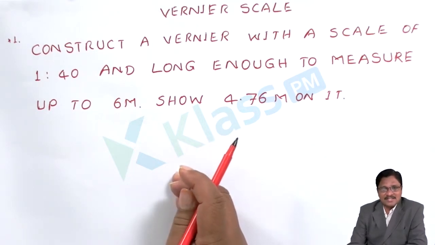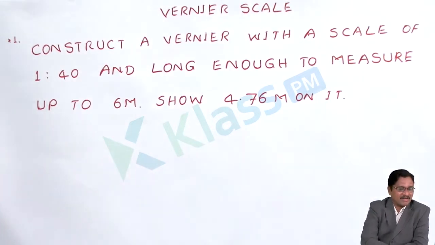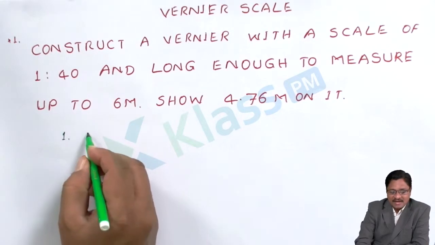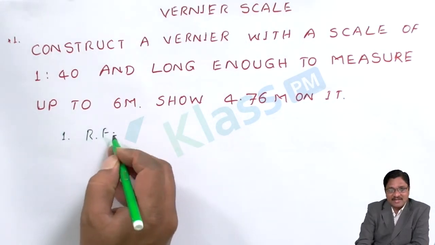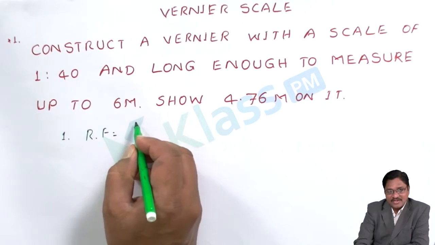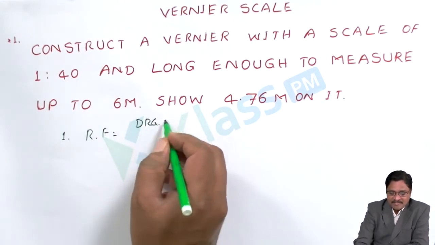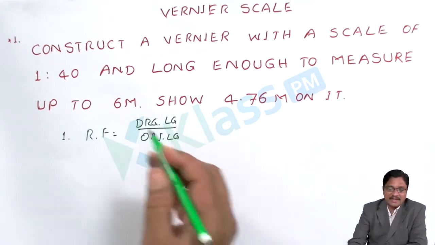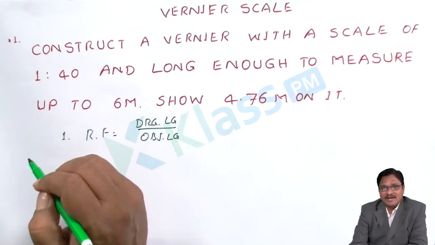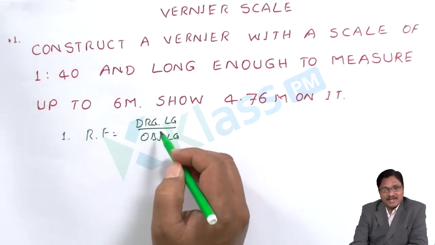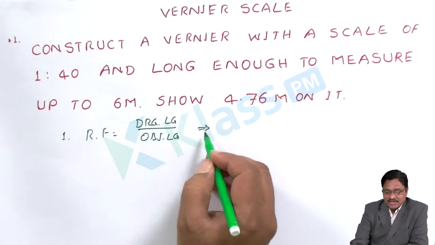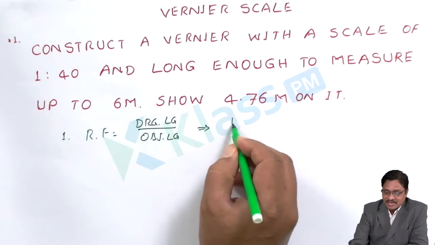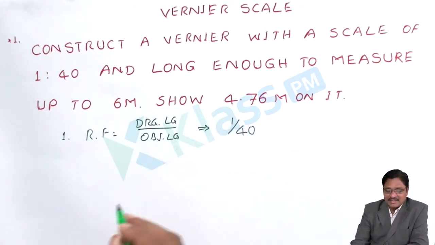Any scale construction starts from the calculation of RF. We already did this in so many problems. How did we do the RF calculation? RF is nothing but the representative factor, which gives the ratio between drawing length and object length. You need not calculate it here, because in this problem it is directly given. Whenever it is not given, you have to observe the drawing length as well as the object length and take the ratio to get the representative factor. Here it is mentioned straight away as 1:40, so that can be written as 1/40 as RF.